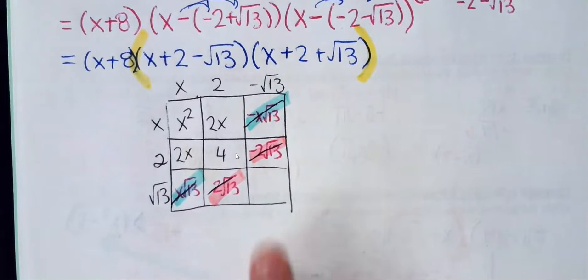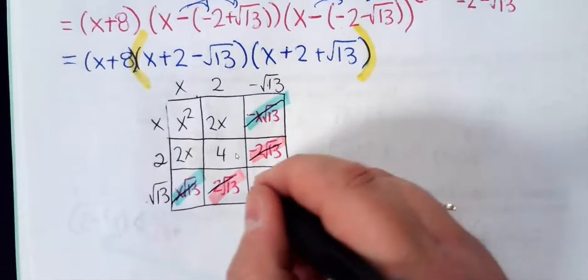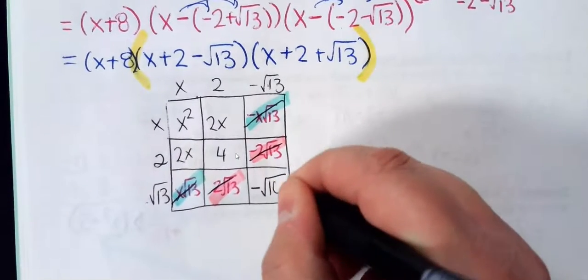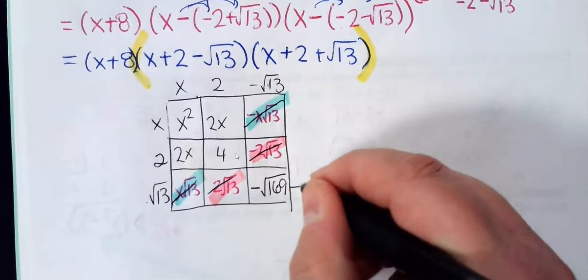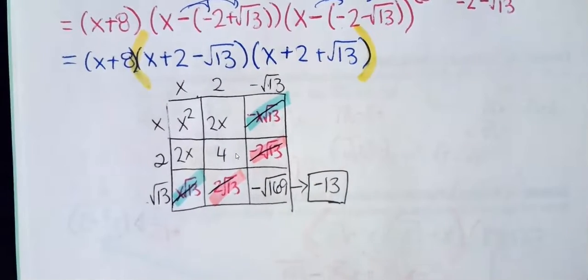Now, don't forget the bottom corner, that does not cancel out. Negative root 13 times root 13 is going to have a negative in front of it. 13 times 13, 169. That'll always become a perfect square. This box in the corner then is just -13.